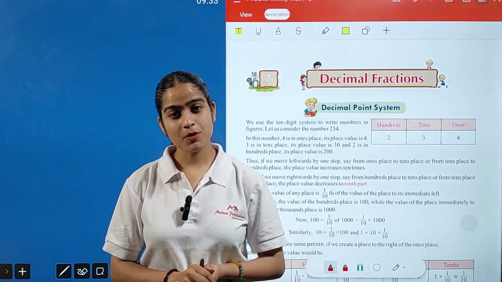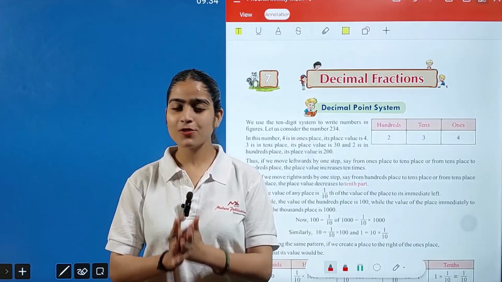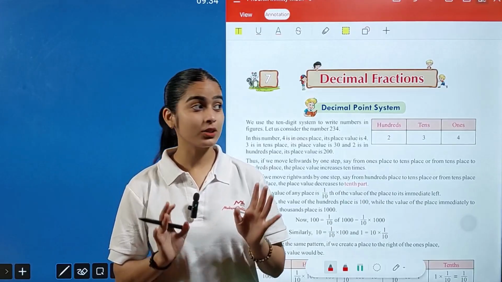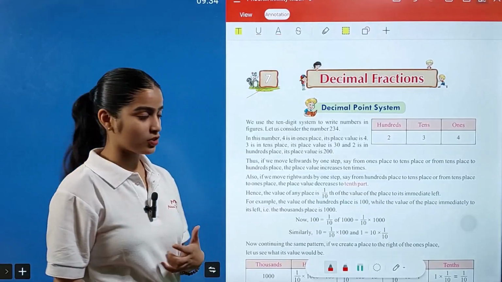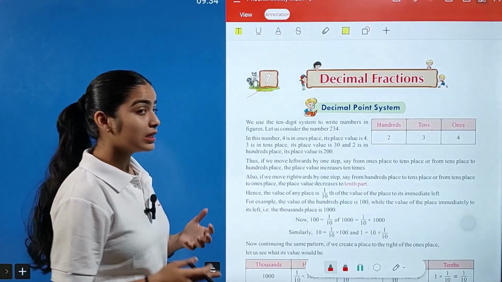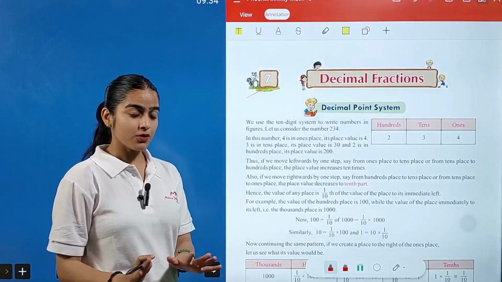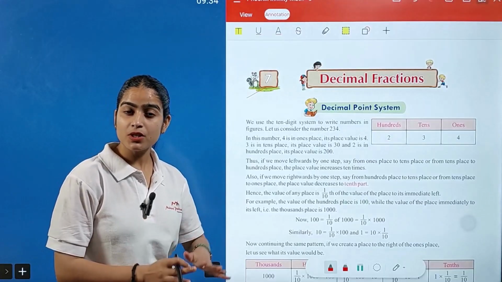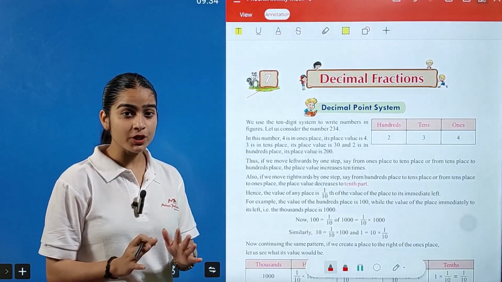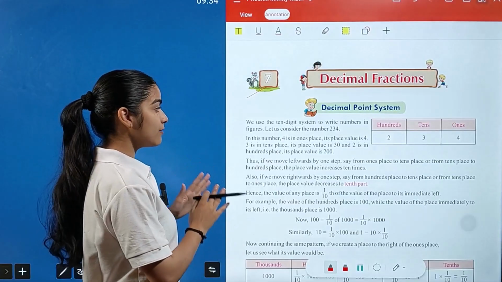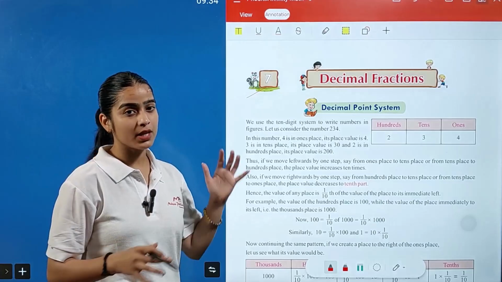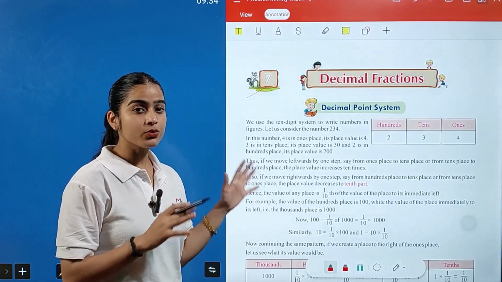So students, I'm your mathematics educator again here with a new chapter and a new concept. Today we have chapter number 7, which is decimal fractions. So now we are going to learn about decimal fractions. First of all, if you didn't understand your previous chapter, you have to go there and have a look at it, because the same concept we are going to repeat here.